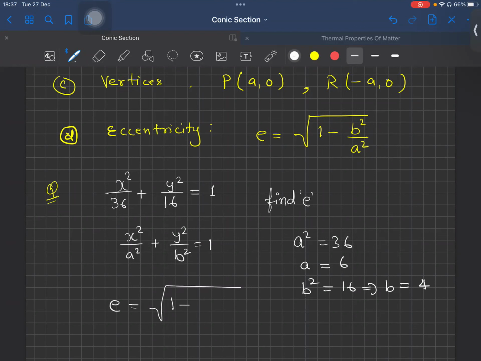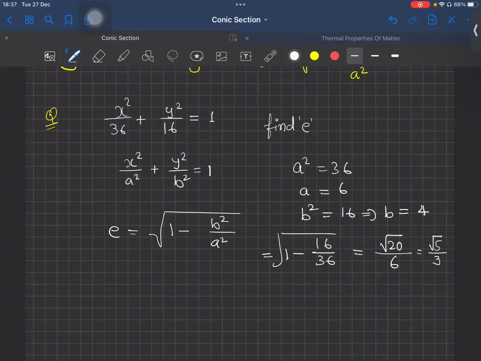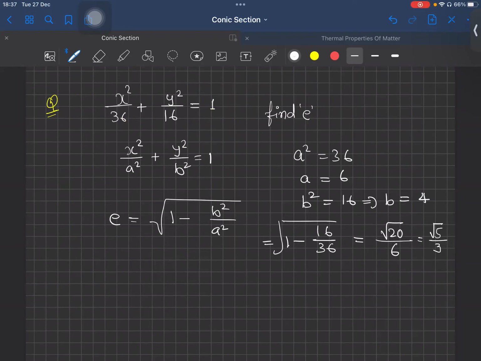Square root of 1 minus B square upon A square. Okay, so 1 minus B square upon A square is 1 minus 16 upon 36. How much is that? 20 upon 36, sir. So root 20 upon 6, isn't it? How can you write root 20? 2 root 5. So 2 root 5 upon 6, so root 5 upon 3. Fine. So this is your eccentricity. Now eccentricity is always less than 1 for an ellipse.